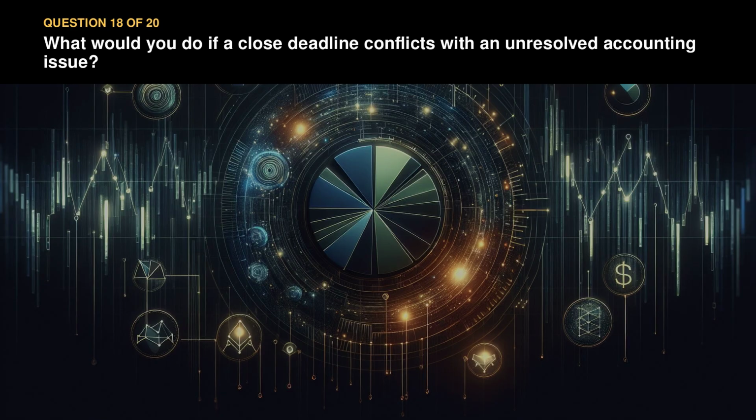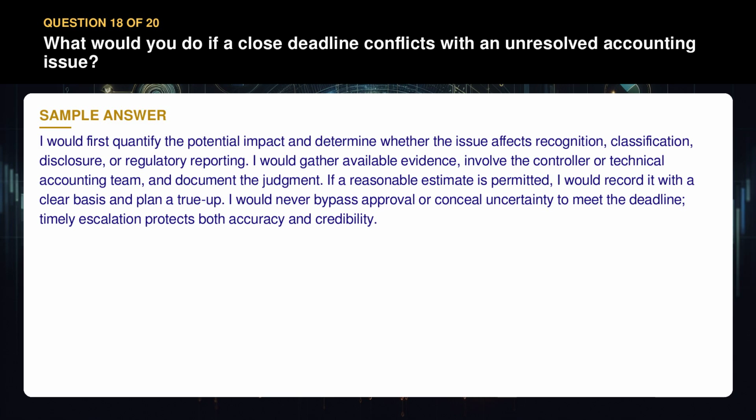Question 18. What would you do if a close deadline conflicts with an unresolved accounting issue? I would first quantify the potential impact and determine whether the issue affects recognition, classification, disclosure, or regulatory reporting. I would gather available evidence, involve the controller or technical accounting team, and document the judgment. If a reasonable estimate is permitted, I would record it with a clear basis and plan a true-up. I would never bypass approval or conceal uncertainty to meet the deadline.